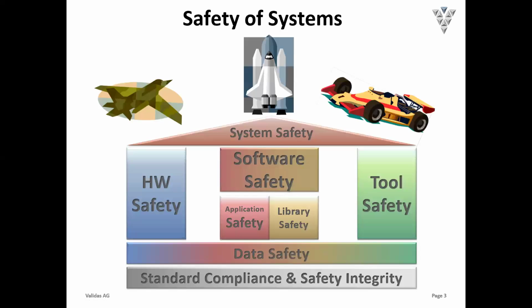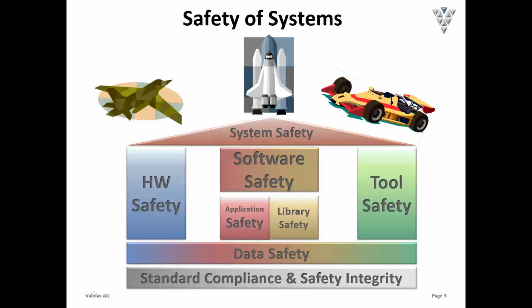Yeah, safety of systems. ISO 26262 says we have system safety, hardware safety, software safety, and tool safety. There's also data safety, which is not so much a topic in ISO 26262. And then, of course, standard compliance and safety integrity. Safety integrity in ISO 26262 is rather a standard like a driver's license. It gives you some obligations you have to meet to get your driver's license, but it does not state when you are really a safe driver. So safety integrity is like a prerequisite. You can't be a safe driver without having a driver's license. This is the main idea of it.